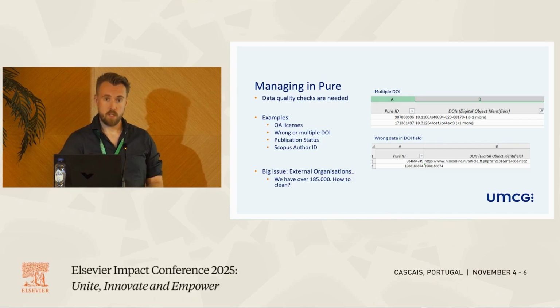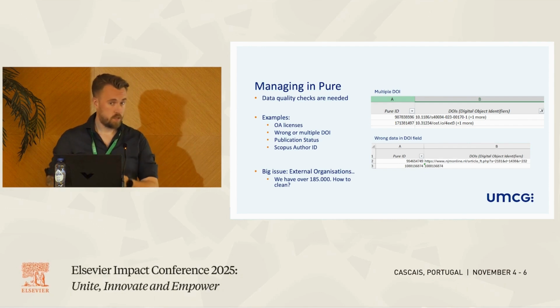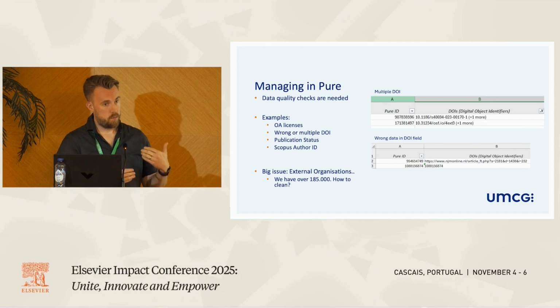We check for publication status. So if something is on accepted, well, it should be on published. And lately we've been working a lot with Scopus author IDs. So we have the author IDs in our Pure. But some authors have multiple Scopus IDs, and we need to merge them and make sure that we have the right one in Pure. So that also takes a lot of time, but in the end, when you have that correct, it helps you a lot.